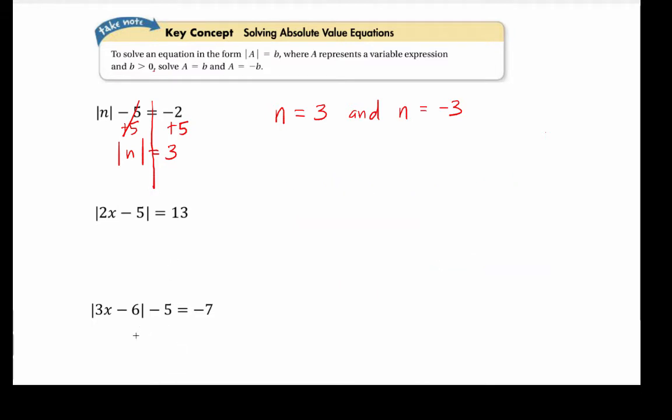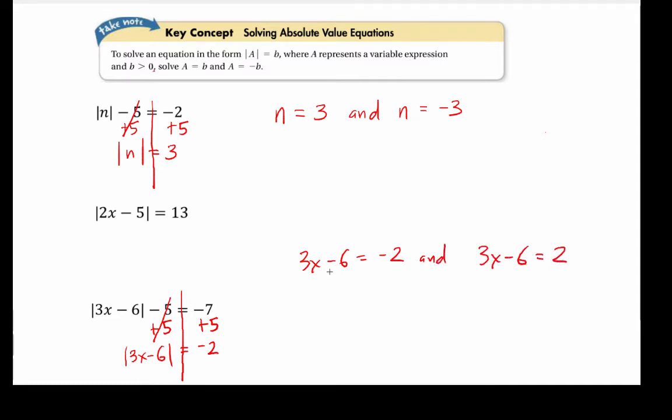Our third problem here, we need to first isolate the absolute value on one side, so we're going to add 5 to both sides. This gets rid of our 5 essentially. So we have the absolute value of 3x minus 6 on the left equaling negative 2 on the right. If we're not paying attention here, we just say, all right, I take the expression inside, set it equal to negative 2, and then I'll take the expression inside and set it equal to positive 2. And then I'll continue on and solve, and I'll get x equals whatever and x equals whatever.